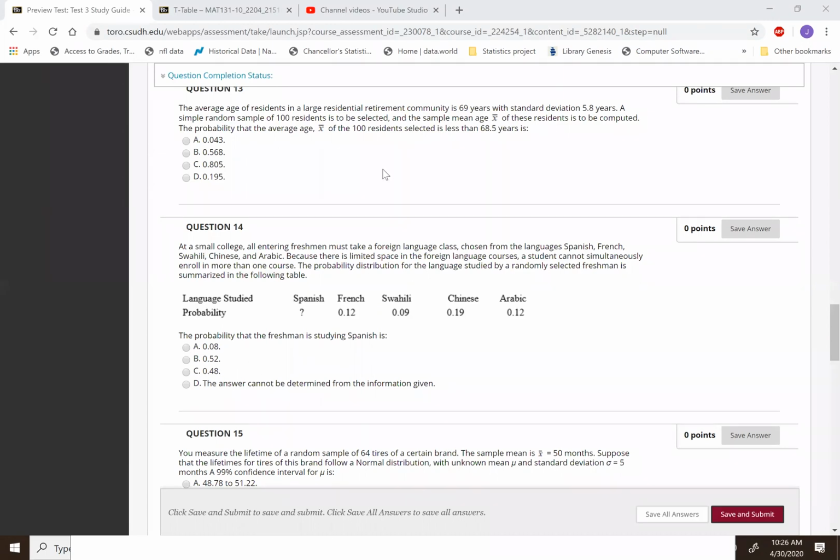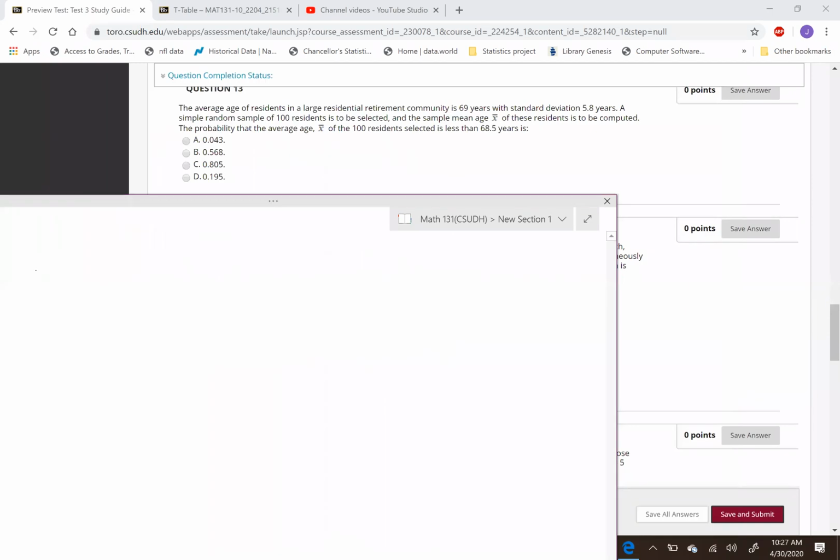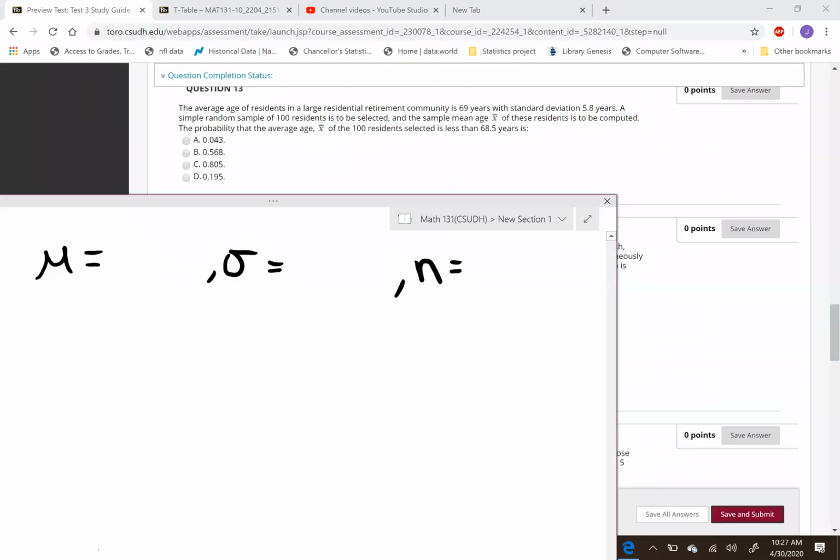First, I'm going to write out some information that's given to me. I want to write out what the mean is. I also want to write what the standard deviation is. Also, if you look, they give me a sample size. So let's do the easy one. What was the sample size that was given to me? Is it 100? Yeah, 100. So you put 100 here.